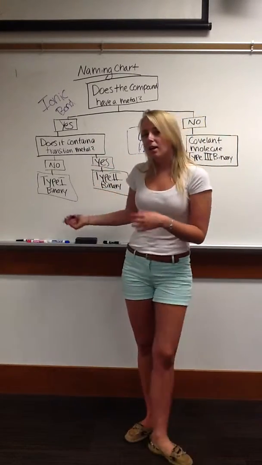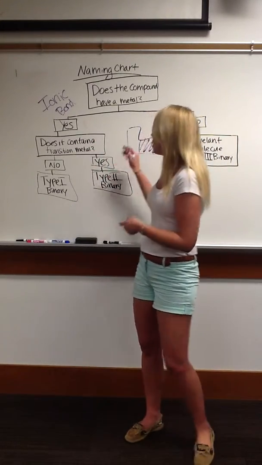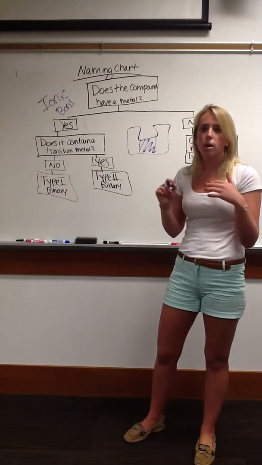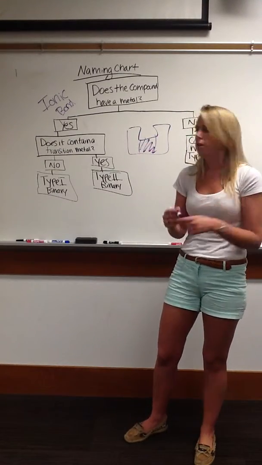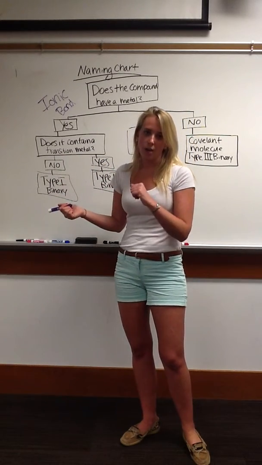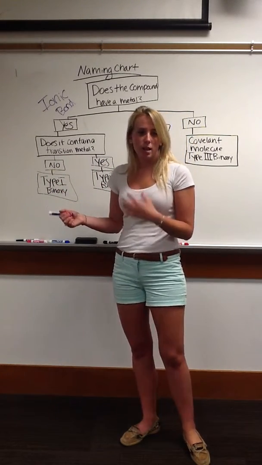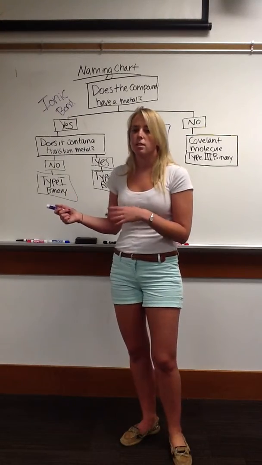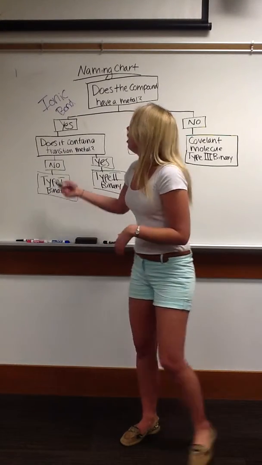If it does not contain a transition metal, so if it has sodium, lithium, aluminum, calcium, magnesium, and so forth, then we have a type 1 binary compound. And this is the easiest way to name something. So we'll do a few examples of these in the next video.